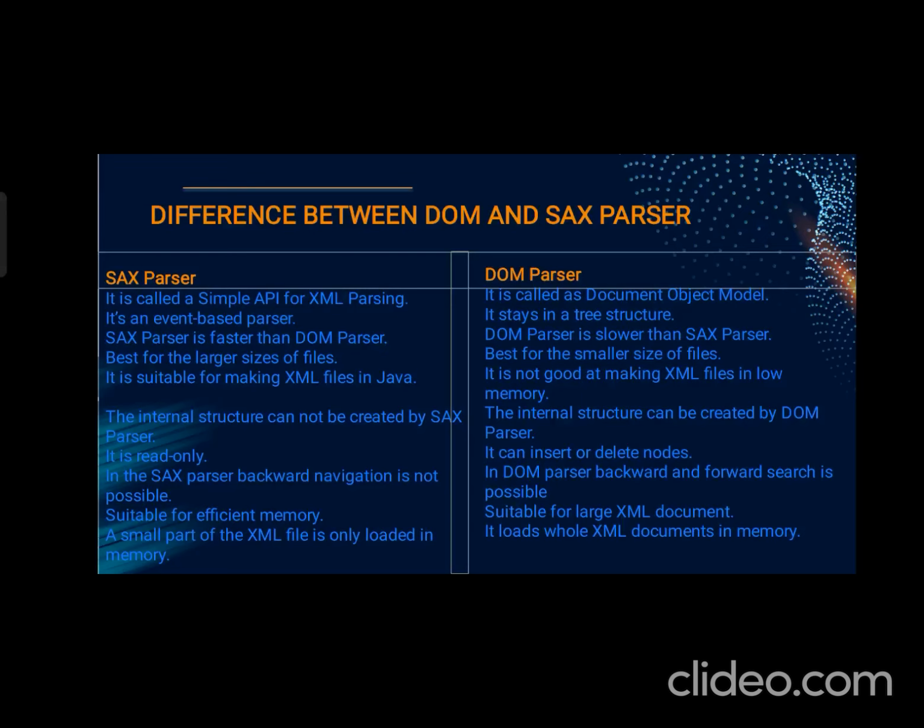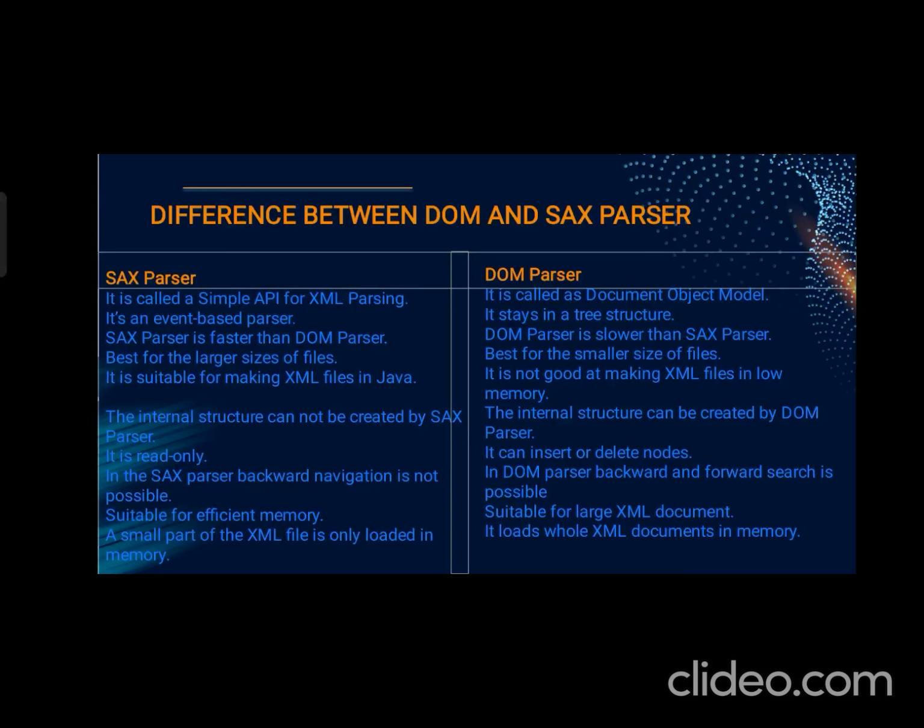SAX Parser can only load a small part of XML in memory, while DOM Parser can load the whole XML document in memory. SAX Parser is suitable for efficient memory, while DOM Parser is suitable for large XML documents. In SAX Parser, we can only read, while in DOM Parser, we can insert or delete nodes.